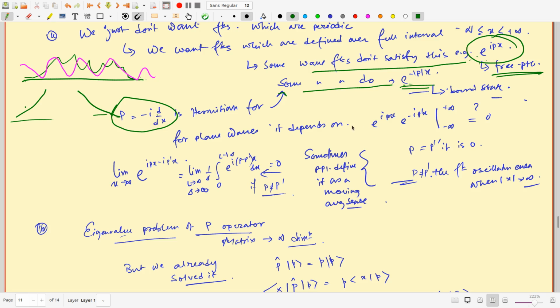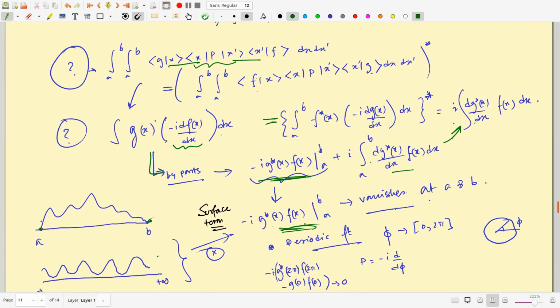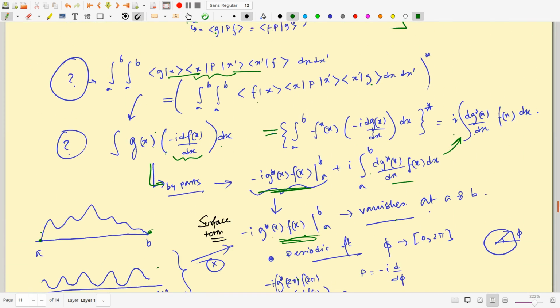So for the plane wave, there is a way out to try to resolve this issue by tweaking the definition a little bit here and there, as discussed in Shankar. In a plane wave we can see this surface term can be written as something like that, and we want to see if this goes to 0. If p is equal to p prime, then it is of course 0, and it is not a problem. But if p is not equal to p prime, here I am saying that g and f basically represent the plane waves.